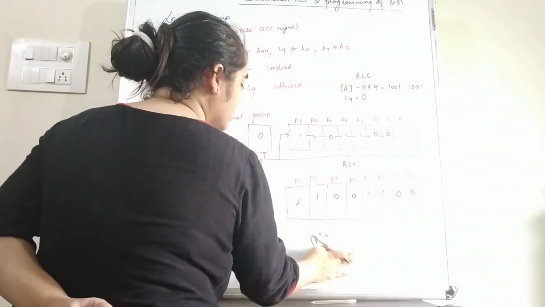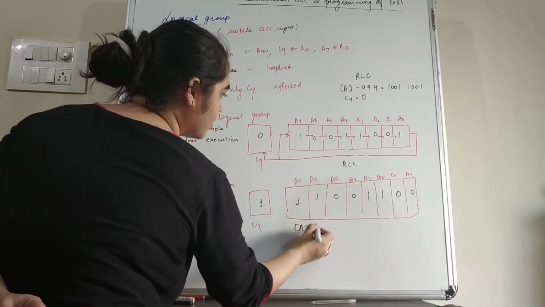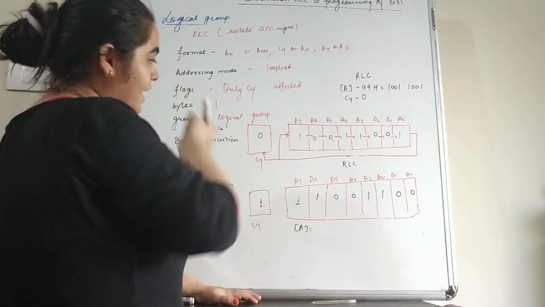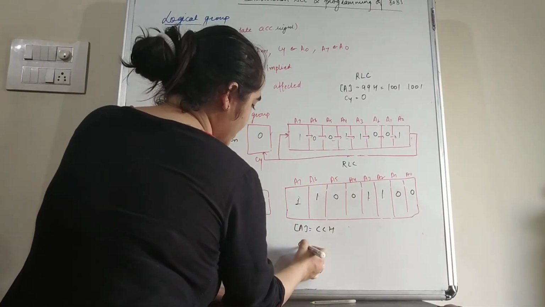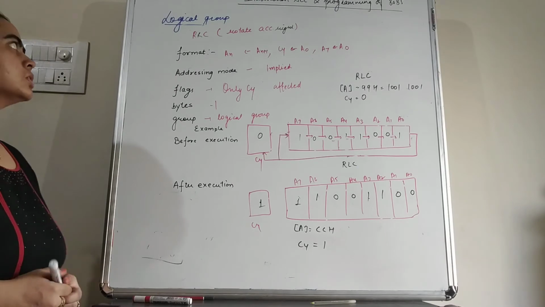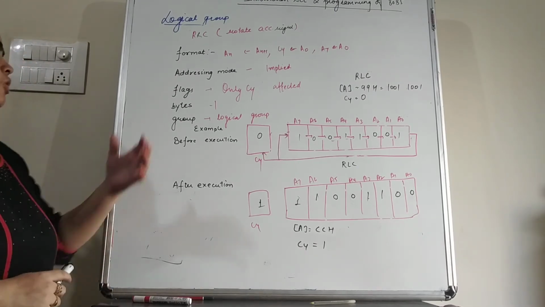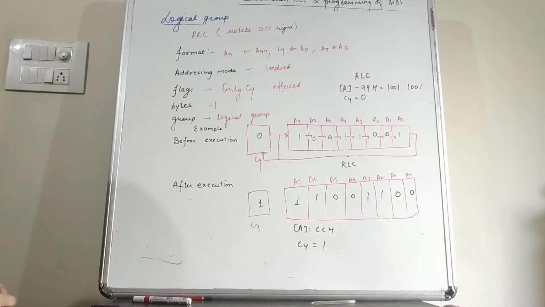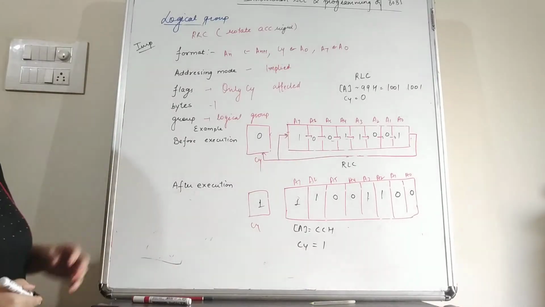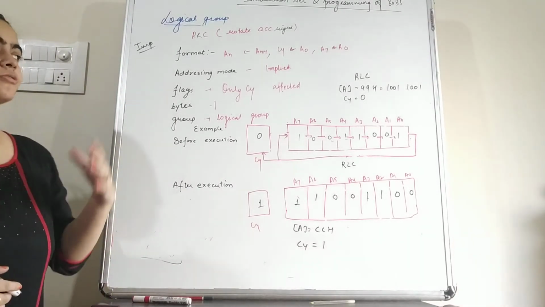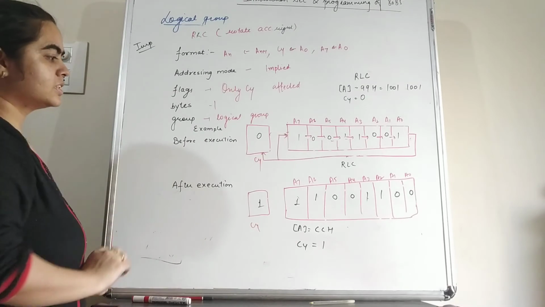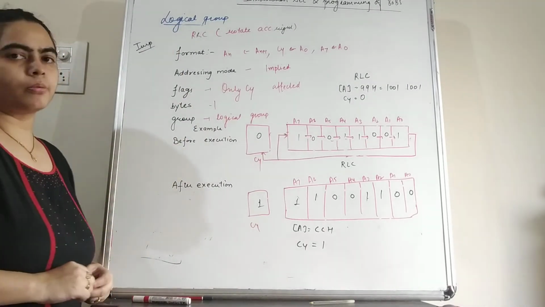So after executing this instruction, the contents of the accumulator are 1100 1100, which we can write as CCH, and in the carry flag we have value 1. So this is how we can perform rotation of the values to the left and the right side. So students, these instructions are very important from your exams point of view, and also very helpful in your programming part. So you have to see these instructions carefully and write according to this format only.